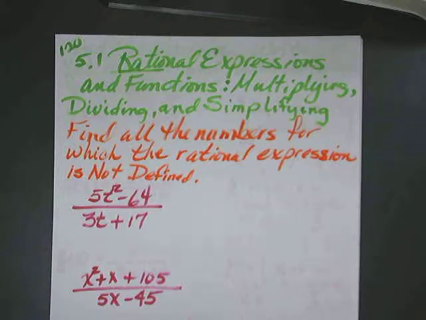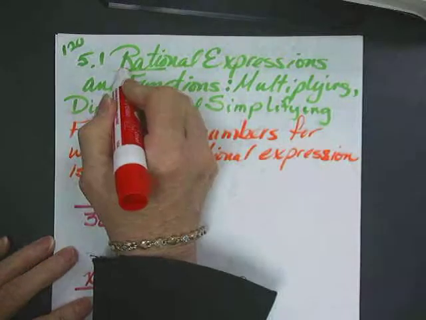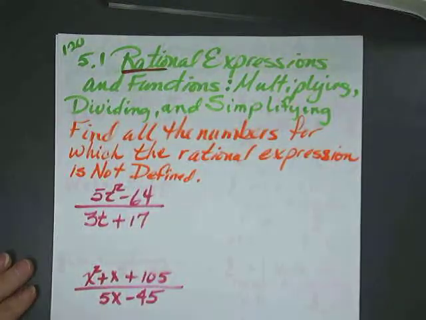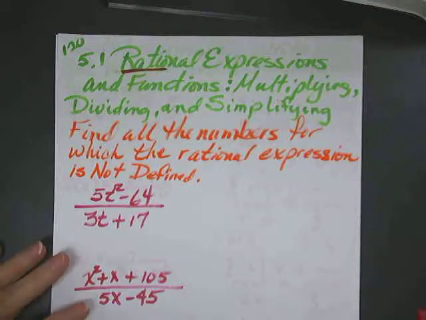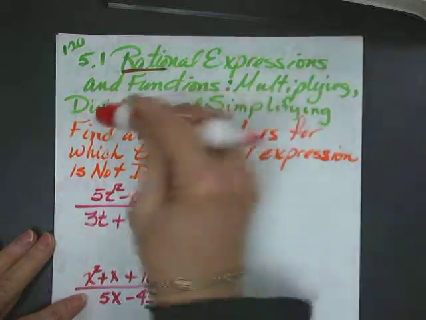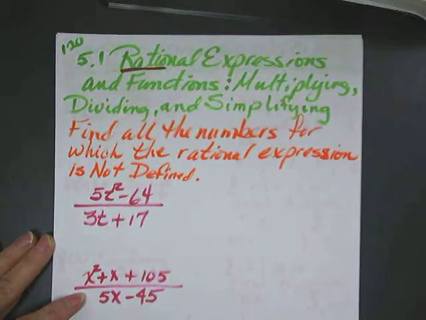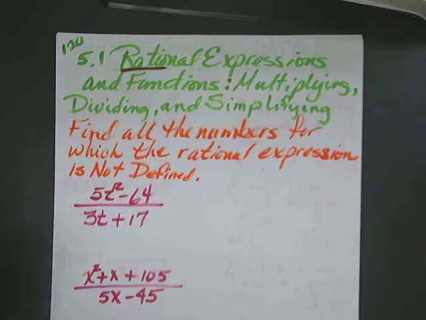Okay, 5.1, it's labeled rational expressions and functions. Remember, rational, a ratio is a fraction. We're going to be working with fractions here. We'll be multiplying, dividing, and simplifying. And actually, the very first thing we're doing isn't even simplifying.